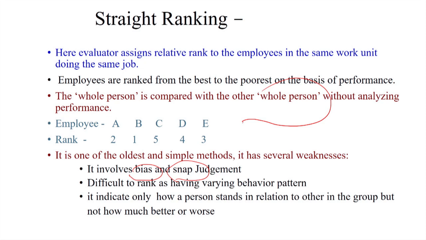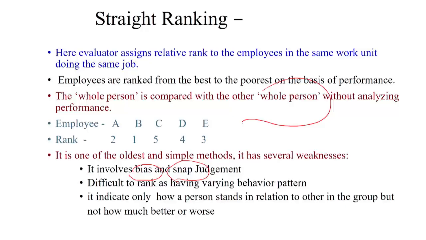So if the person is singing a favorite song of yours and it's quite mellifluous to your ears, you will immediately say, no, this Mr. A's song is the best. So that is known as the snap judgment. So one of the biggest drawbacks associated with the ranking method is that it's a snap judgment.